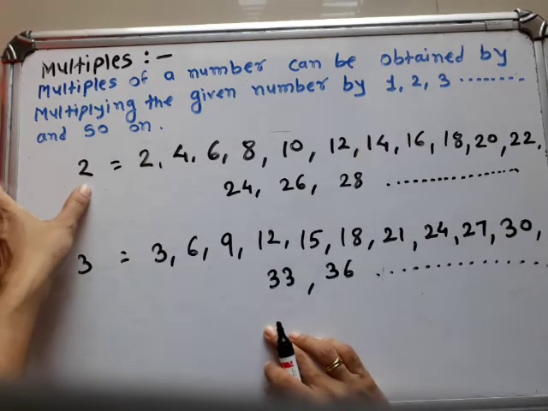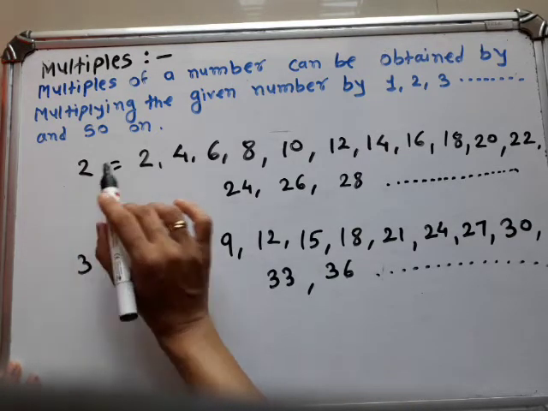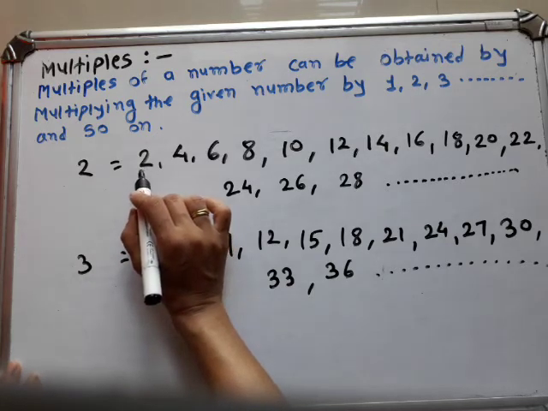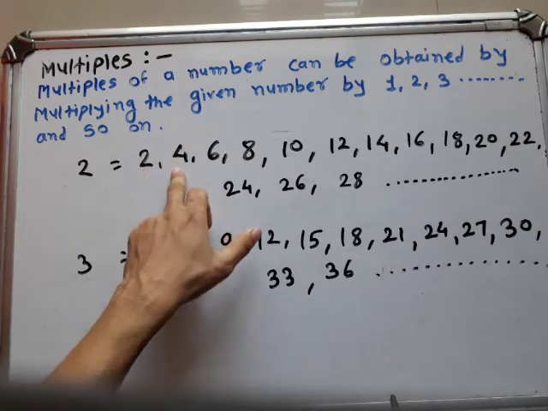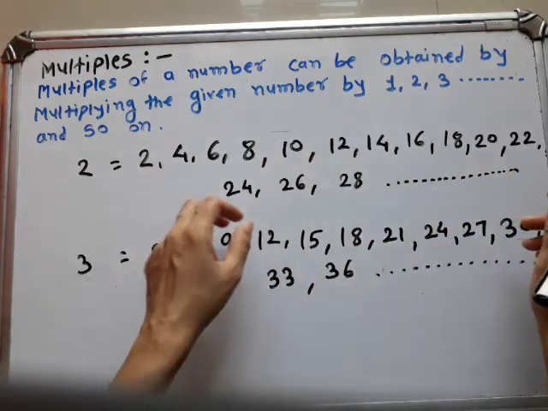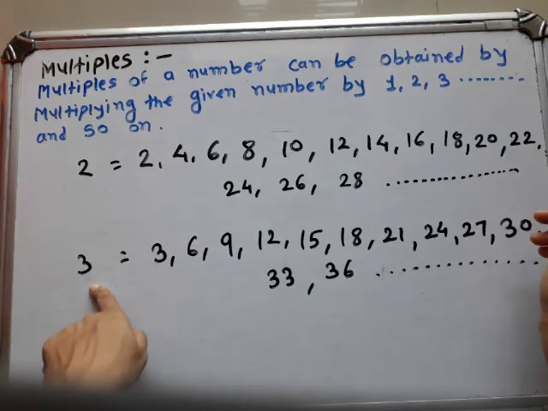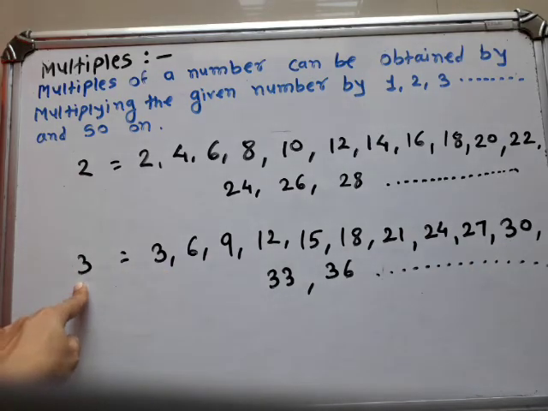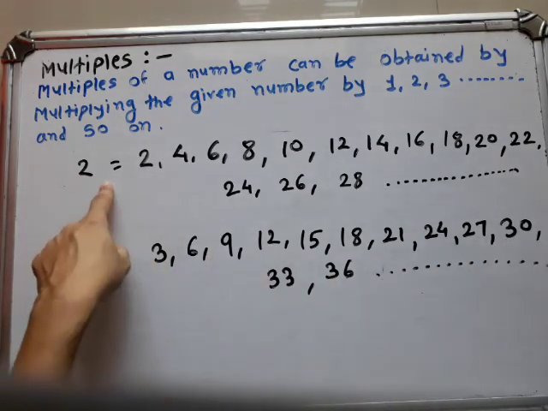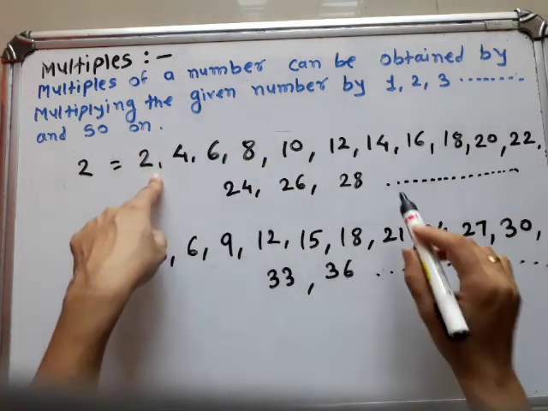So here, 2 is the given number. Every multiple of a number is greater than or equal to that number. So here 2 is equal to 2, but after 2 all the numbers are greater, which means multiples are equal to or greater than the given number. 3 is equal to 3 and all the multiples are greater than the given number. After 3 all numbers are greater, okay. Here 2 can stay equal as a multiple, and the rest are greater than the given number.